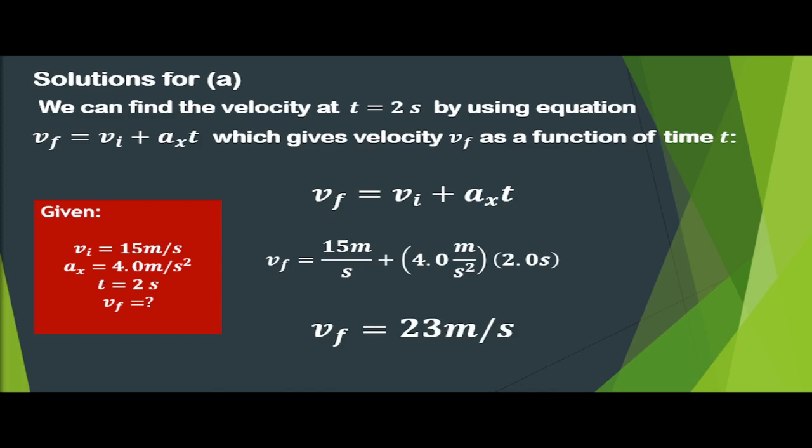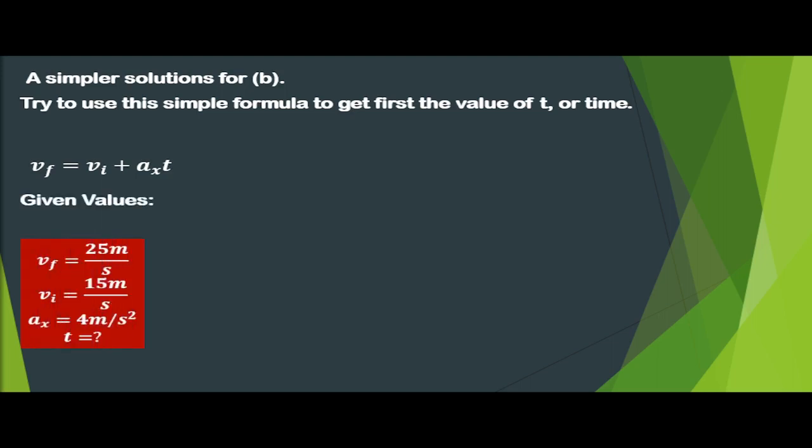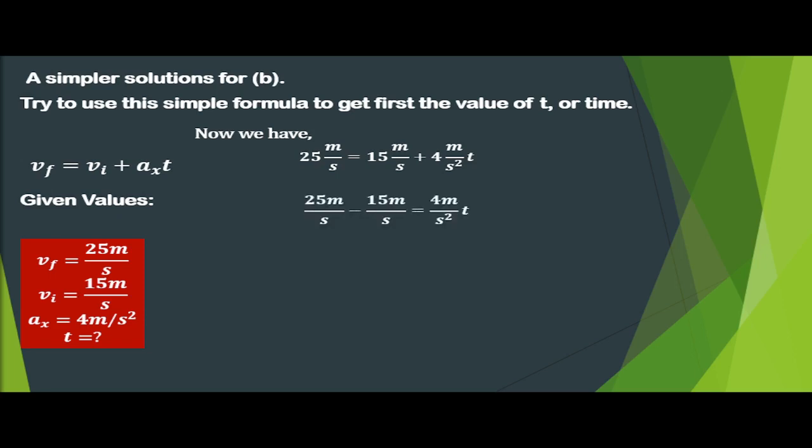For part B, we can start solving by using the formula v sub f is equal to v sub i plus a sub x times t. We have the given values. Substitute the given values into the equation. Now we have 25 meters per second is equal to 15 meters per second plus 4 meters per second squared times t. 15 meters per second will be transferred to the left-hand side of the equation. Combine like terms and simplify. Now we have 10 meters per second is equal to 4 meters per second squared times t.